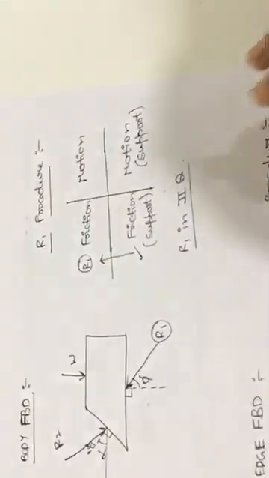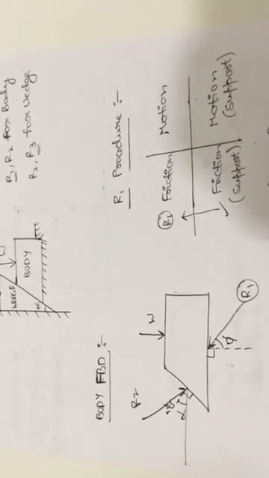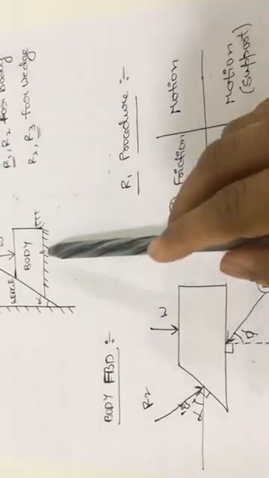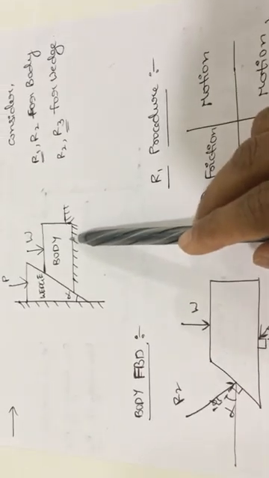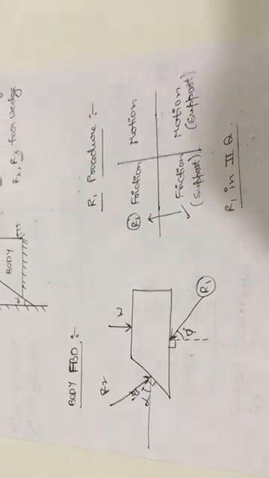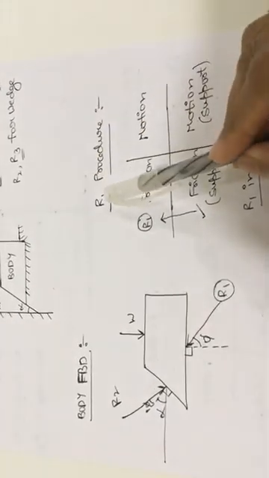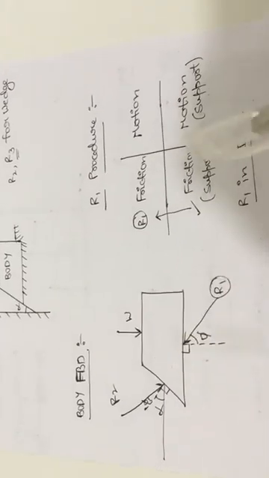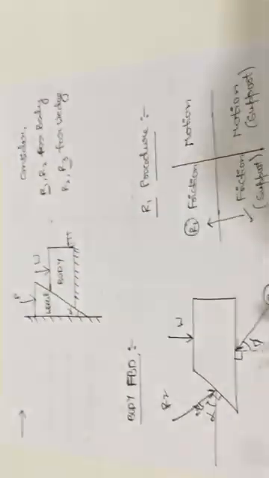Now for R1 and R3, we will see the extra procedures. Now we are seeing the R1 procedure. R1 is coming from the body free body diagram. So here draw one x-axis and one y-axis. Now R1 is the reaction force which is coming from the body. So we should see the motion of the body from the main diagram.